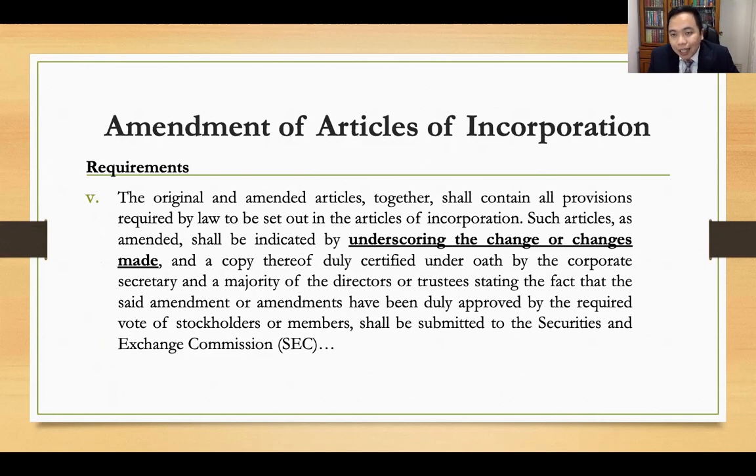Class, madali lang yan. You have to submit to the SEC the amended articles of incorporation, and you just have to underline the portion which was actually changed or amended in the articles of incorporation. That is how easy it is.